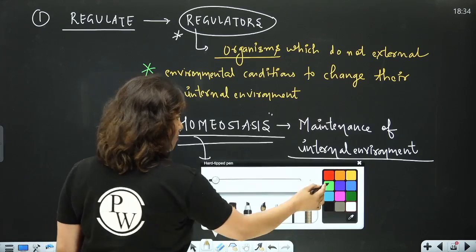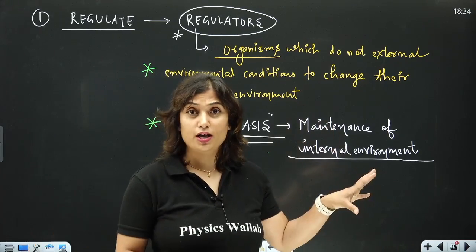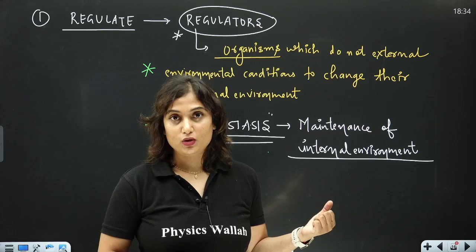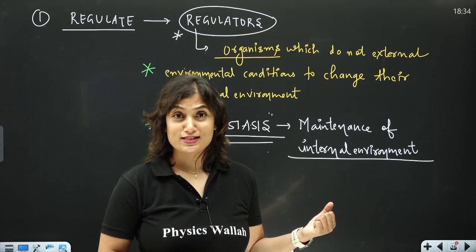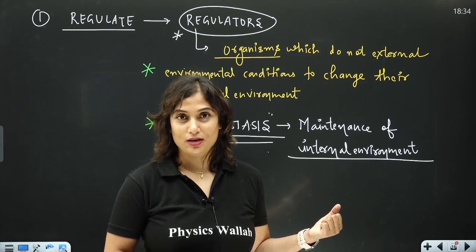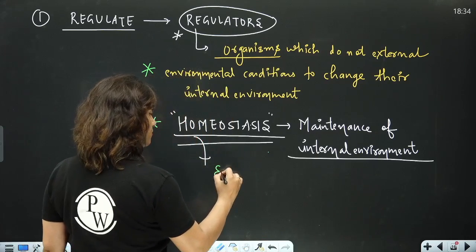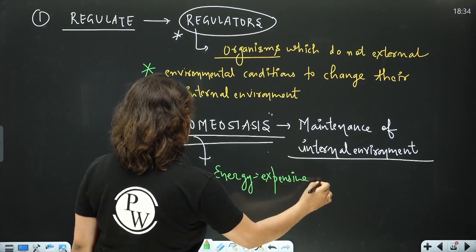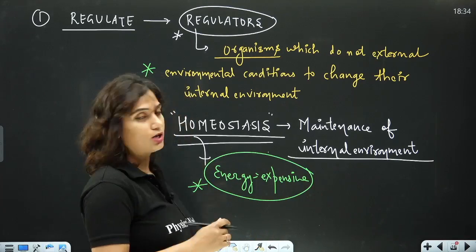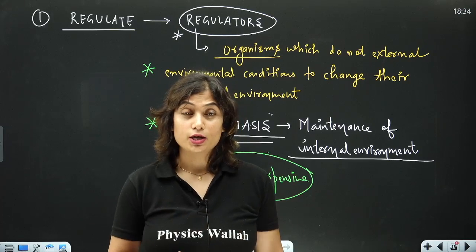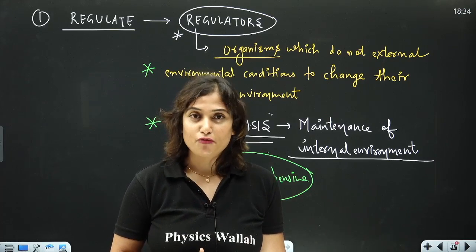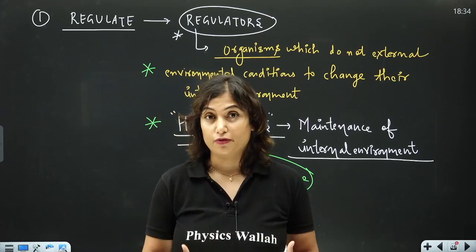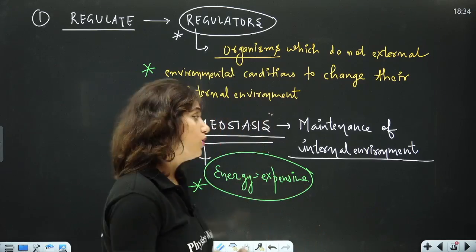But the question comes to my mind that if regulation is so good, then why are not all the organisms on earth regulators? Because homeostasis cannot be afforded by everyone. It is a very energy expensive process. All the organisms cannot afford homeostasis because you need a lot of energy to maintain your internal environment.